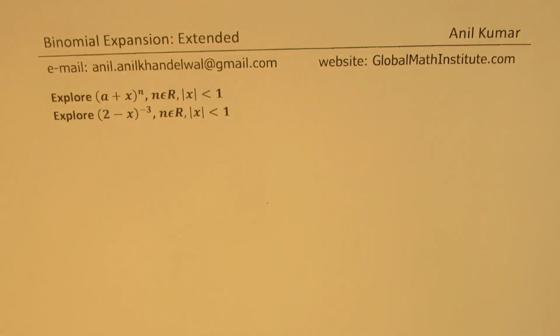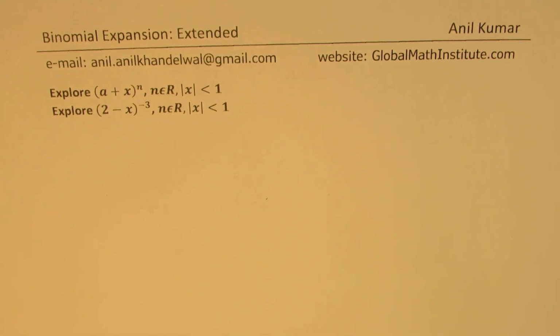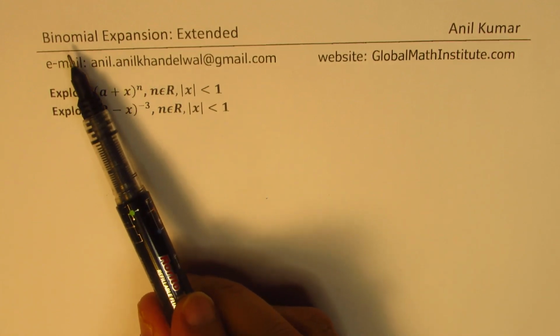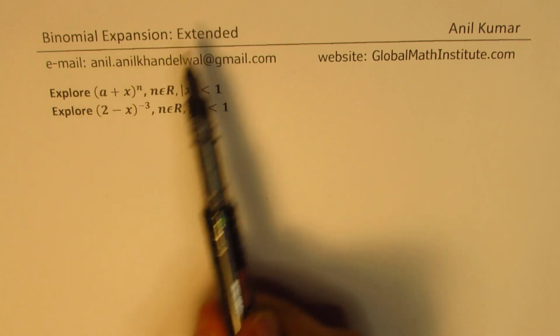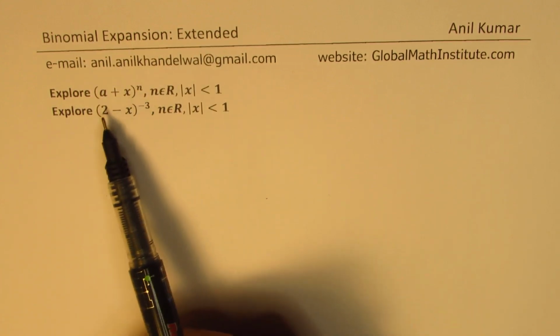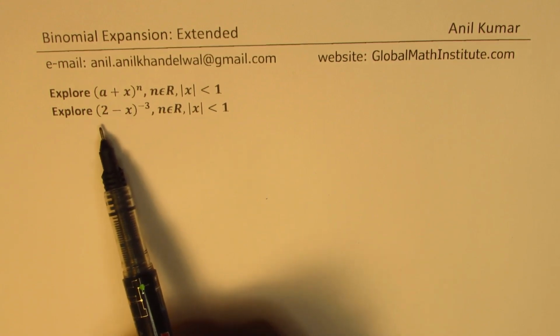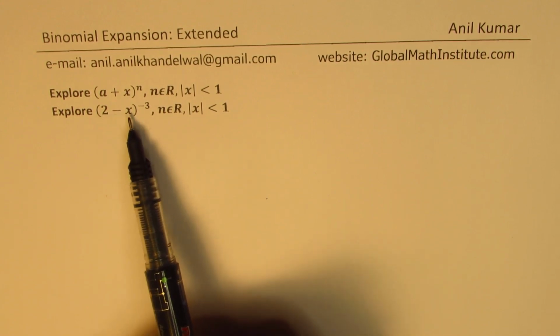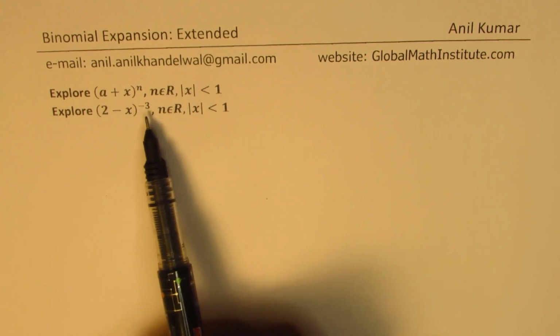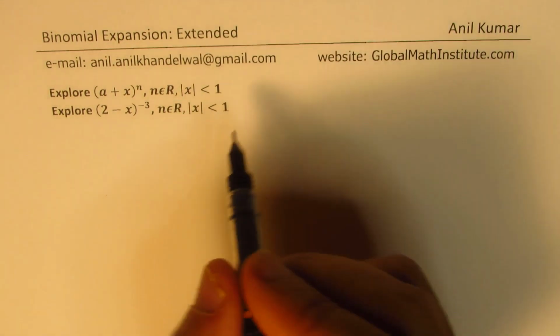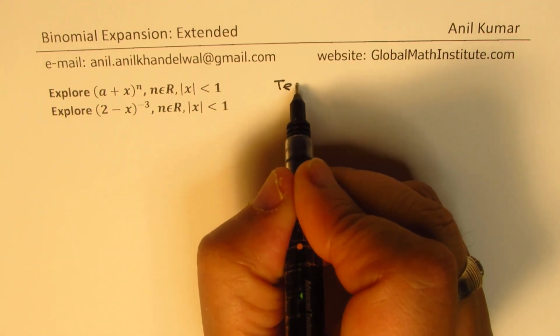Now, what we have here is we need to explore (a plus x) to the power of n, where n belongs to real numbers. So in binomial expansion, this was natural numbers. Now we are actually extending the binomial expansions, and we just saw many examples where a was 1. Now, in this particular case, we have a special case. We are writing (2 minus x) to the power of minus 3. That minus 3 is not a natural number, it's a real number. So I'd like you to pause the video and take this as a test question. Correct.